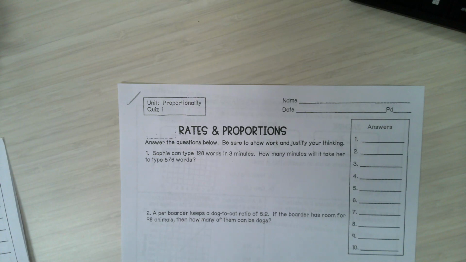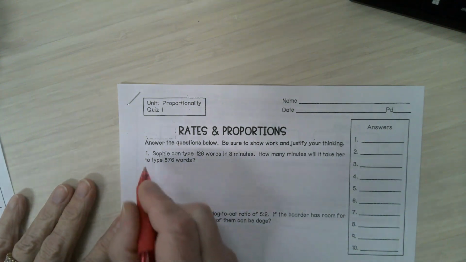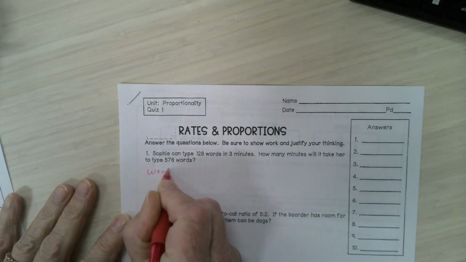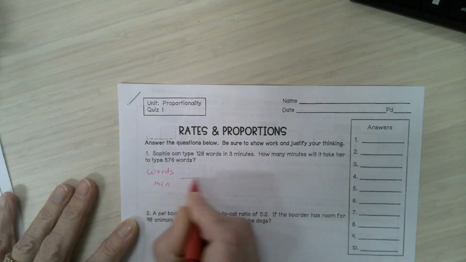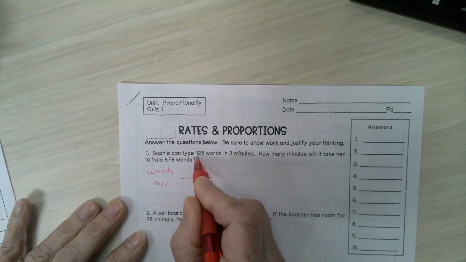On these problems, you can find unit rate, and then once you find your unit rate, you change it to whatever it needs to be, or you can do a proportion. I'm going to set this one up as a proportion. We are dealing with words and minutes. All right. So what's the first one?